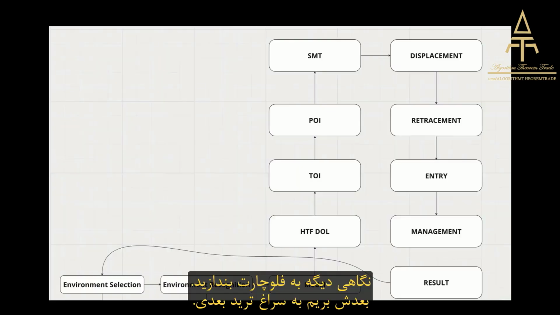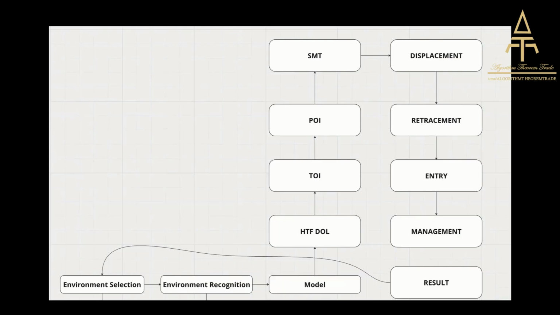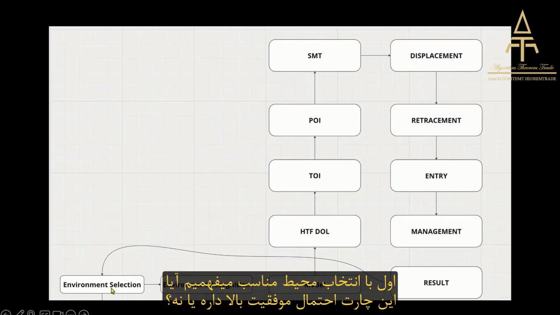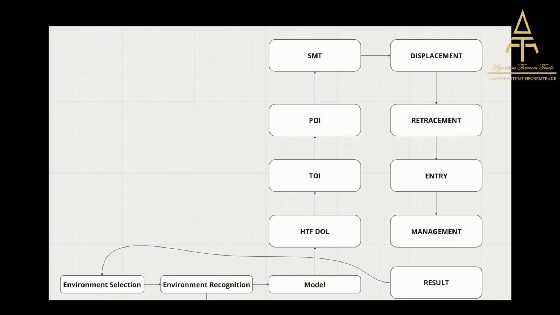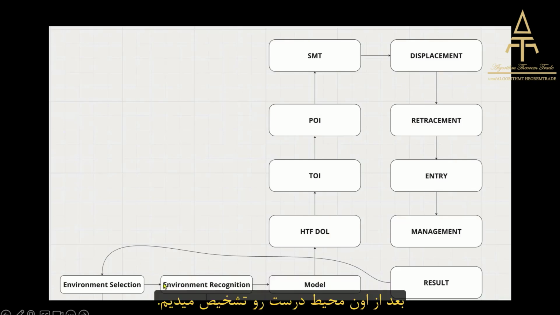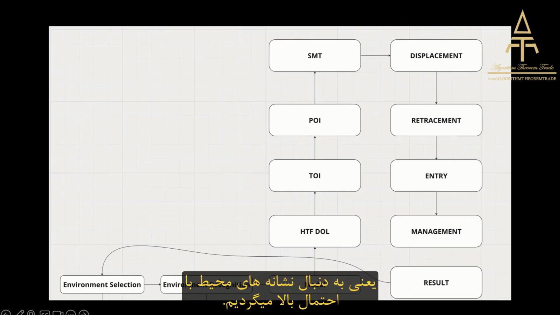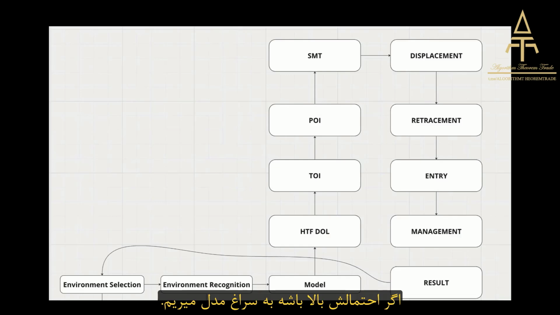Let us take a look at the flowchart before we continue to the next trade breakdown. First of all, we're going to take a look at the environment selection, determining whether or not an environment is likely to be highly probable. Then, when we're in the environment, when we're in the moment, we take a look at environment recognition. We look for the signs to confirm to us that the environment is in fact high probable or not. If the environment is deemed as highly probable, we go on to the model.